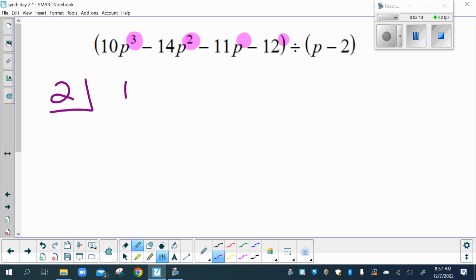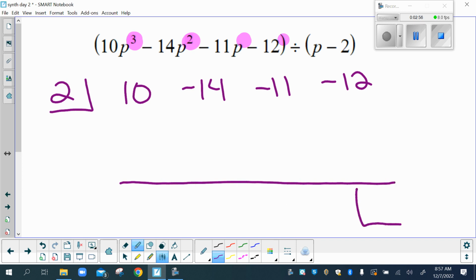So here we go. 10, -14, -11, -12. This is just what we did last night. I love these. They're so easy. We're just looking to see what our last number is. This is all we care about. If it's 0, yay, factor, make a smiley face. If it's not 0, boo, not a factor. Okay? So here we go.